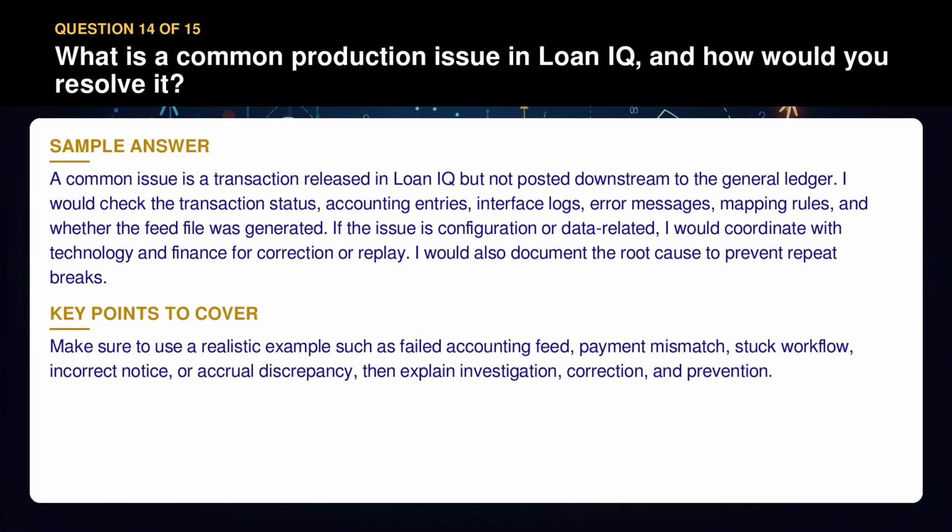Make sure to use a realistic example such as failed accounting feed, payment mismatch, stuck workflow, incorrect notice, or accrual discrepancy. Then explain investigation, correction, and prevention.